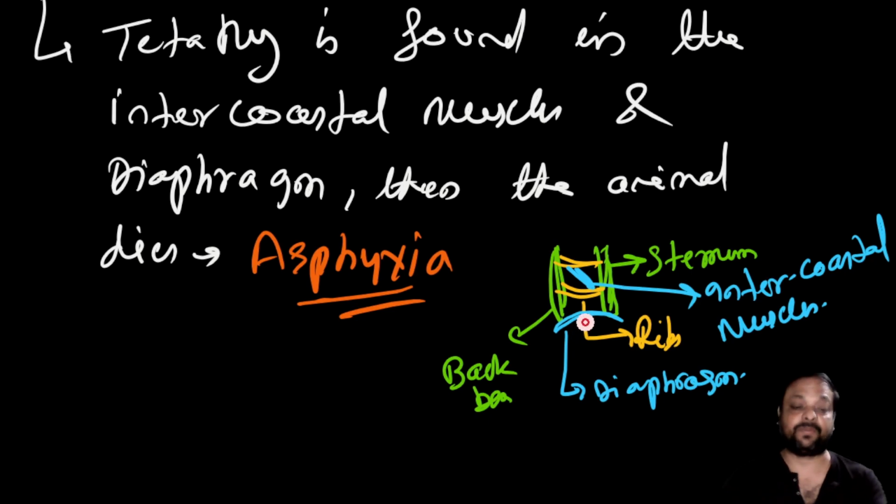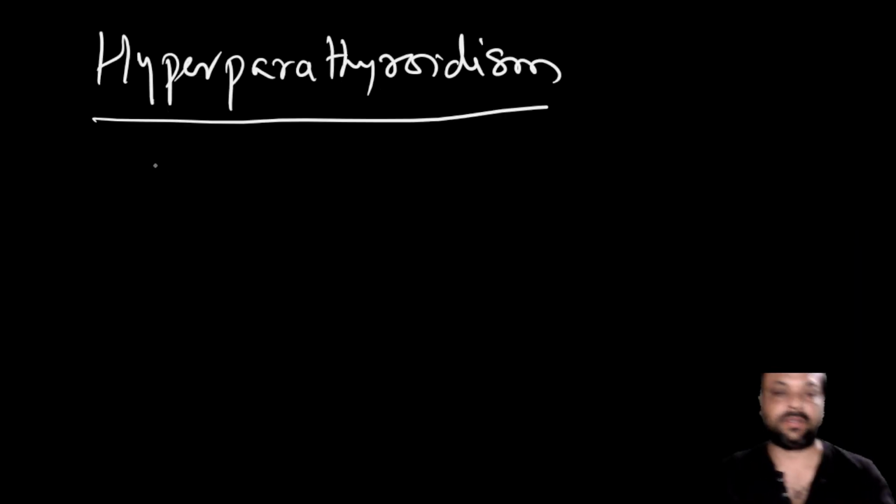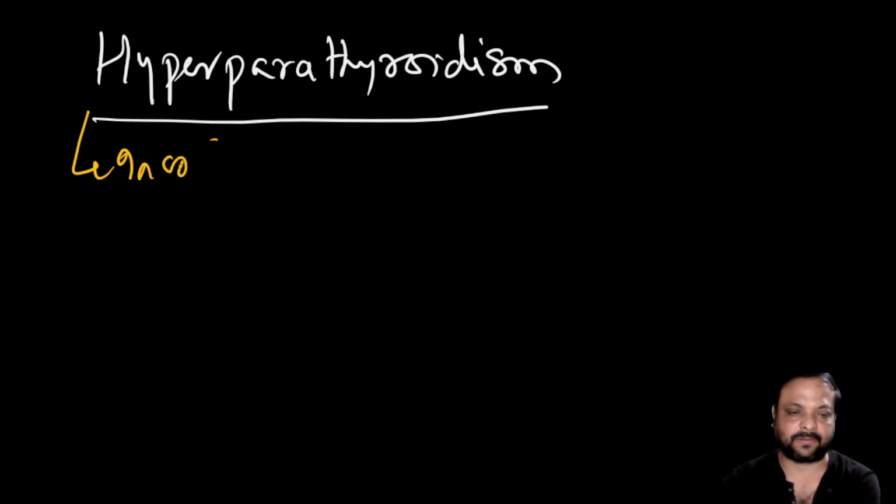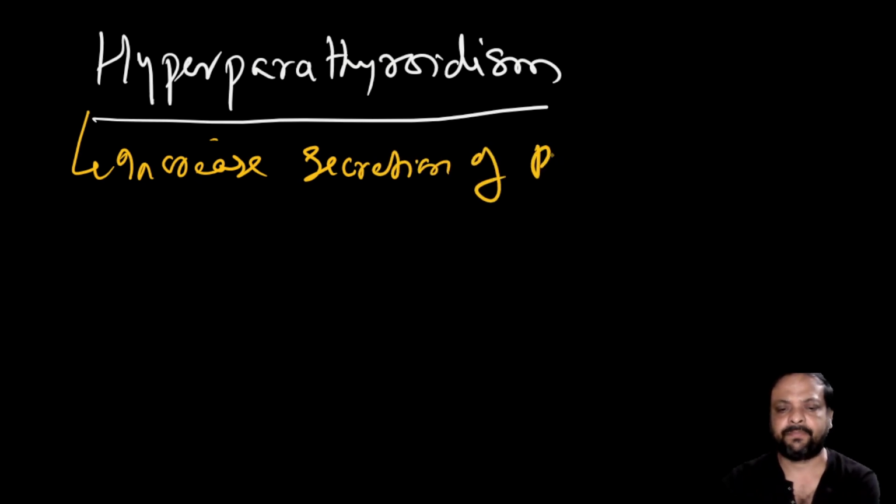Let's discuss hyperparathyroidism. Now let's discuss the last part of this particular disorder, that is hypersecretion. Hypersecretion means increase. What increases is the secretion, the increased secretion of parathyroid hormone. Got it? So what happened?